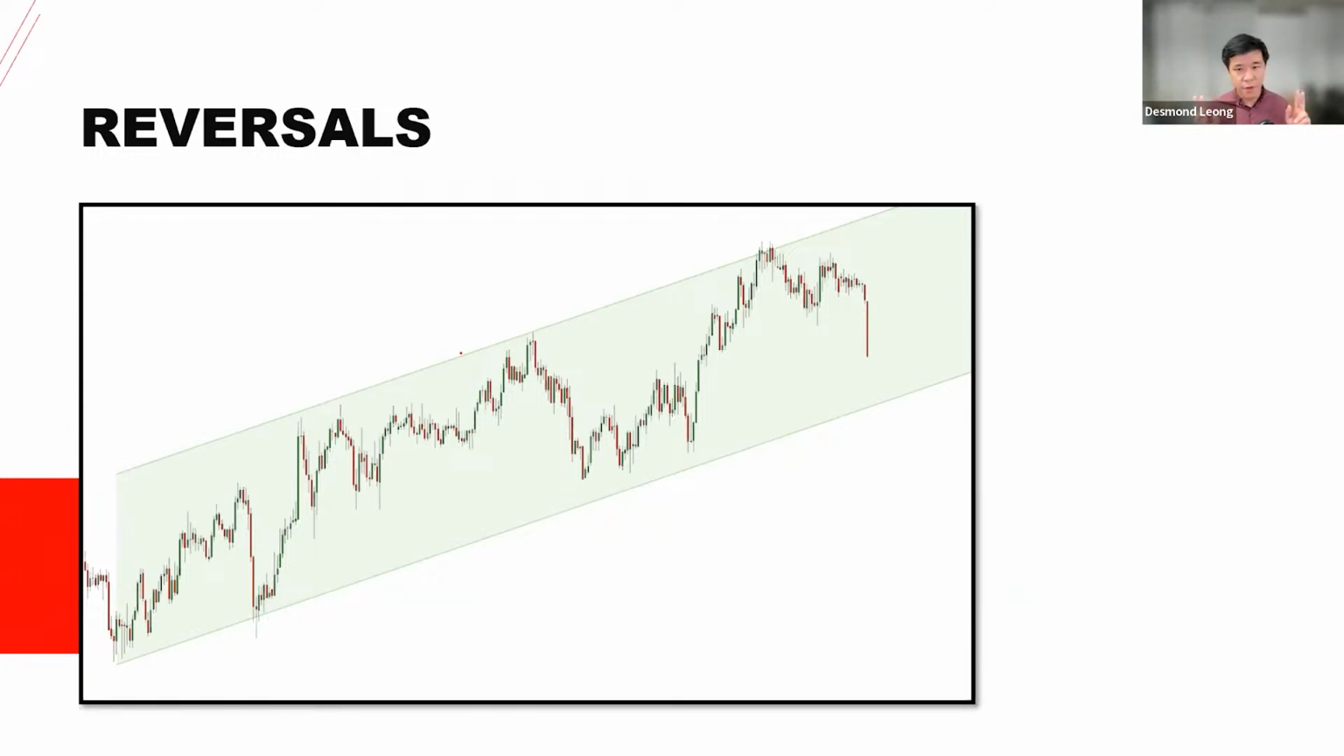Now, very simply, what do I mean by this? When you have a level over here and price is going up, going up, going up, and it touches this level, one of two things can happen. If it breaks out of this level, this is what we call a breakout. If it reverses from this level, that is what we call a reversal.